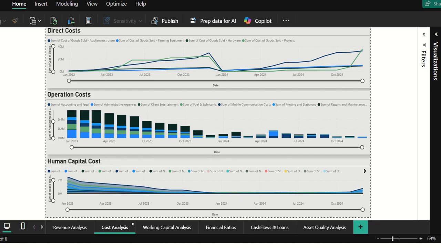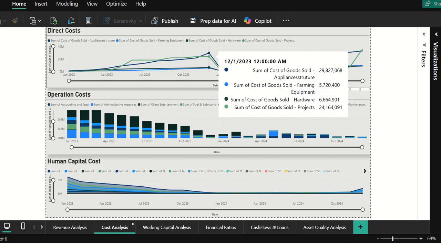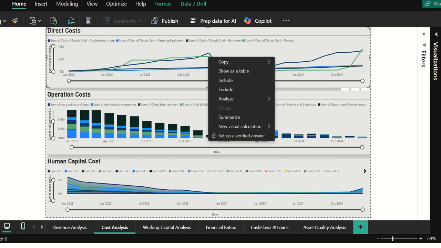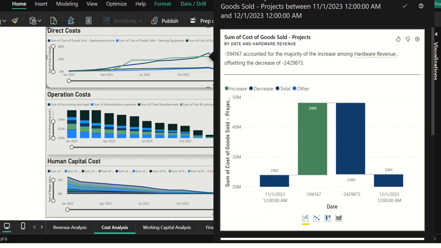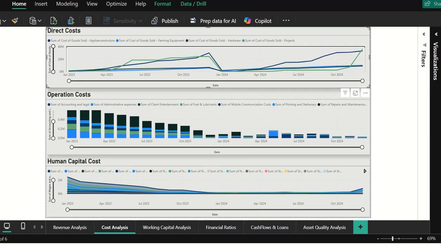So now that we understand what our revenue is and what has been causing the revenue, we now look at the direct costs. What are the direct costs of appliances, farming equipment, of hardware, and of projects? Let's take, for example, here you see, this is coming to November. Well, this is December, actually. And you look at projects, for example, and you analyze, explain this increase. There has been a majority increase among hardware revenue offsetting. So we can already see what the cost of sales, the direct costs, are in relation to the revenue.